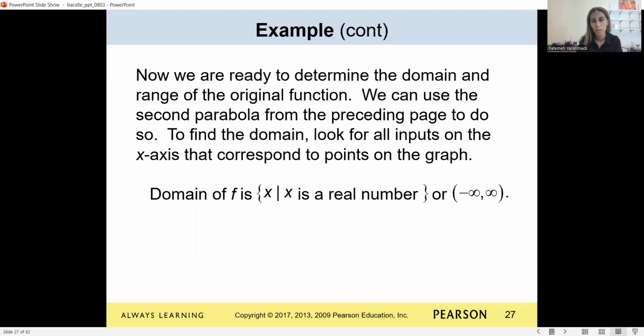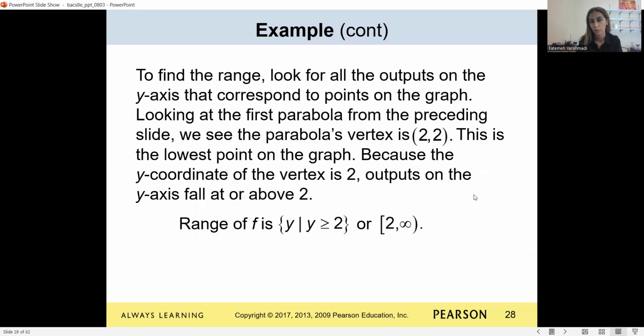So the domain is all real numbers, from negative infinity to positive infinity. And for the range, it starts from 2 and it goes to positive infinity. And since 2 is included, we are using a bracket representing that, hey, 2 is part of that range.